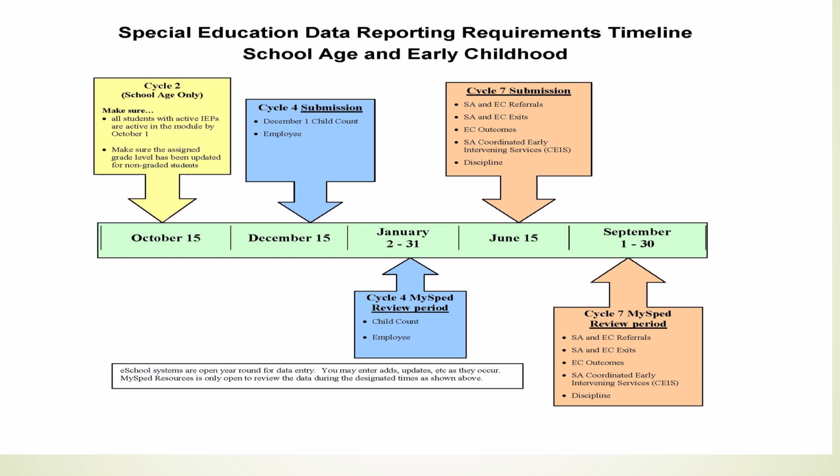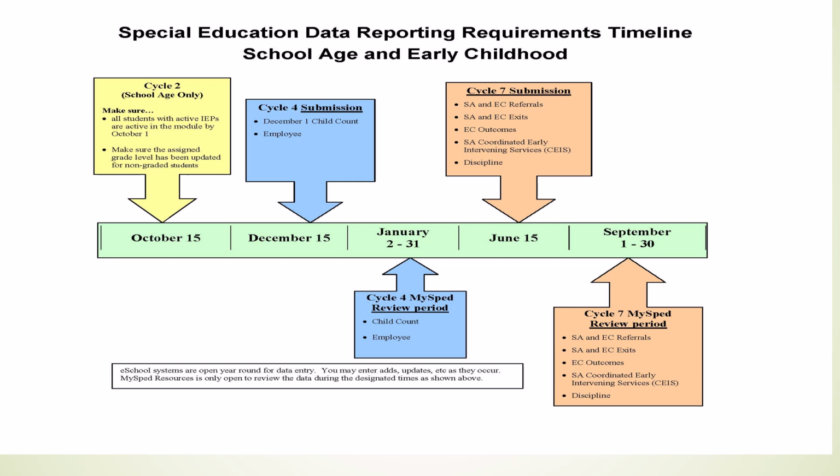From a calendar perspective, Cycle 2, pulled for student enrollment as indicated, is reported for October 1 and due by October 15th of the fiscal year. Cycle 4, personnel reporting and child count, is reported for December 1 and due by December 15th. Note the review period for Cycle 4 during the month of January. Cycle 7 information is submitted by June 15th and available for review during the month of September.